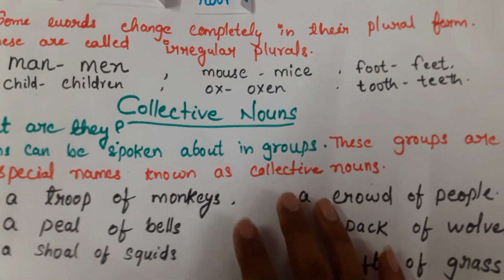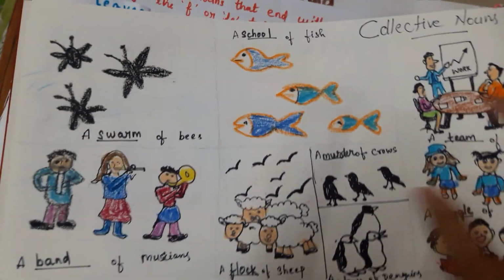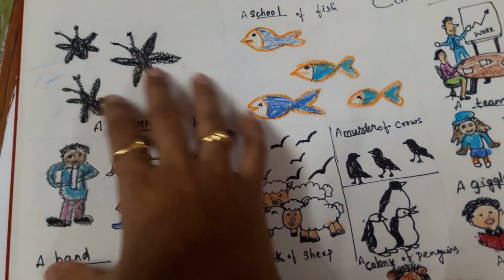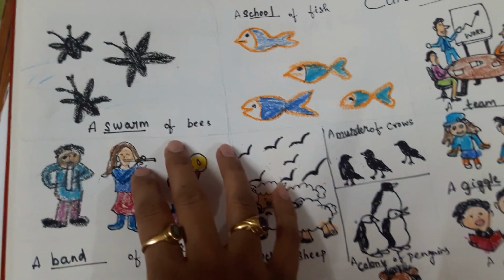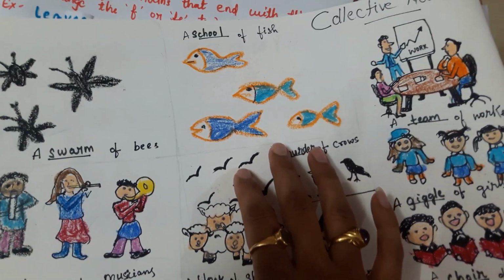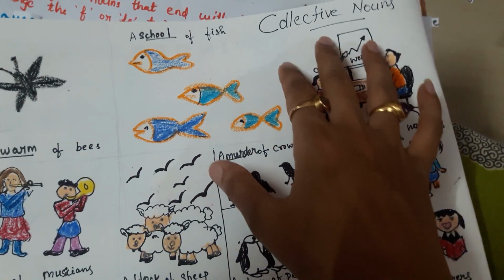Now I have got something interesting. Let us go through these pictures and then we will have a small activity too here. Now look here. Bees, a swarm of bees, a school of fish. You can also try this, students. You can draw the picture and then you can write these collective nouns.